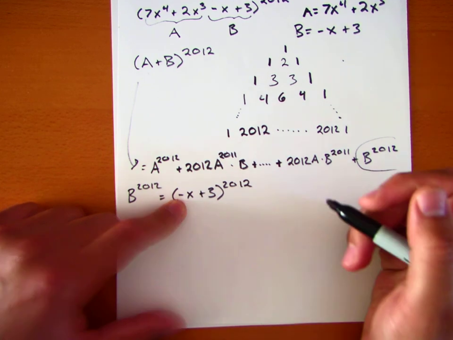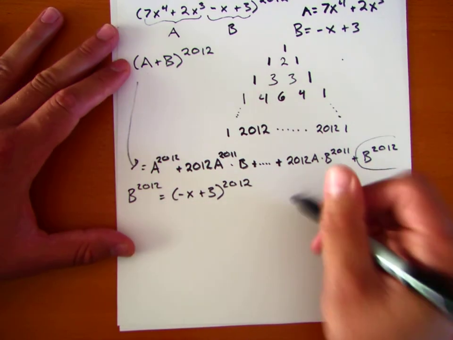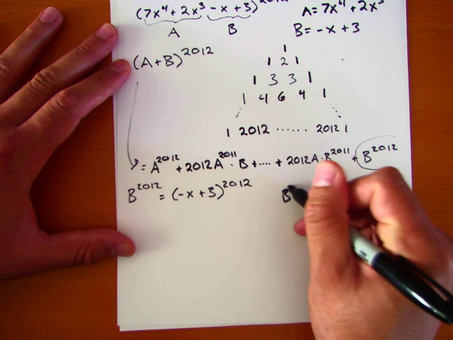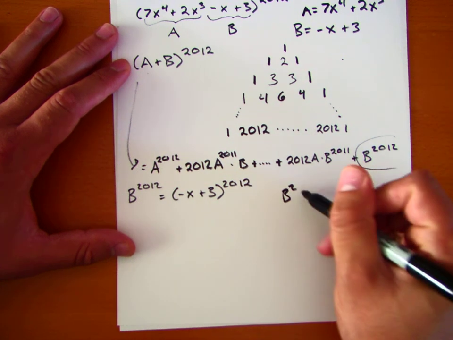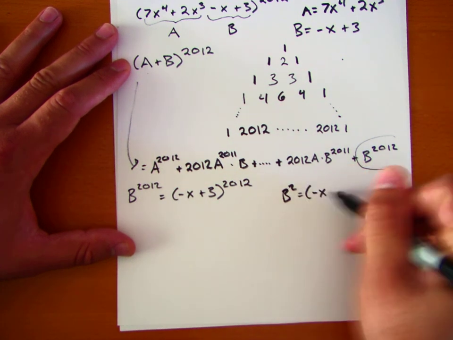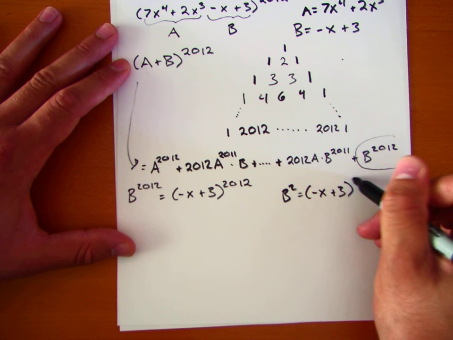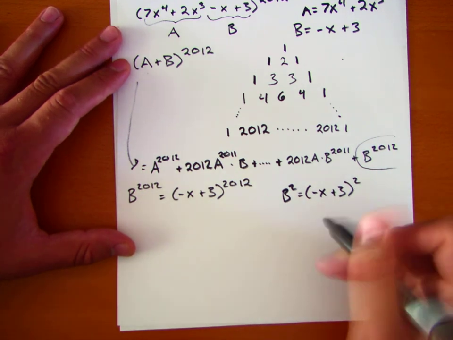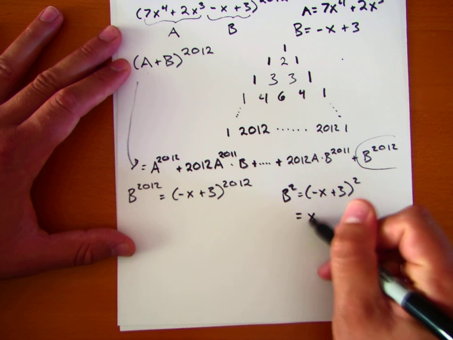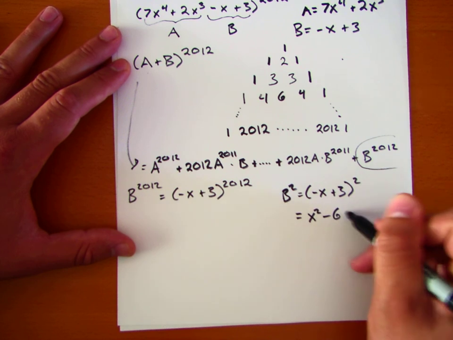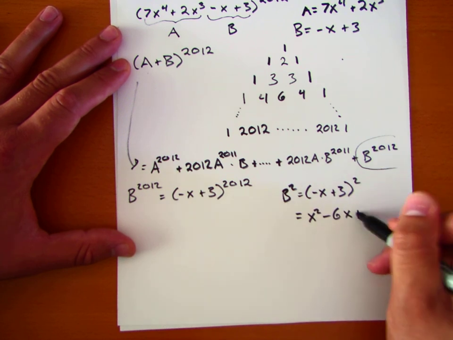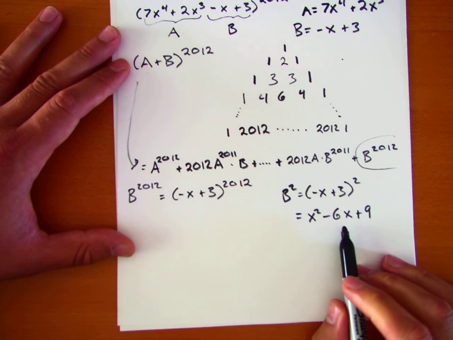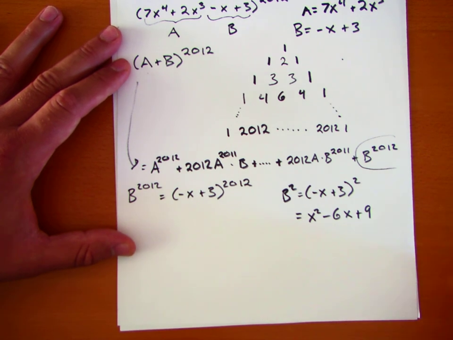As a counterexample, suppose we were just interested in B squared. Well, B squared would be equal to -x plus 3 to the second power. You can't just say -1 to the second power. You have to do the whole thing. This becomes x squared minus 6x plus 9. So you can see right here that the coefficient in front of x is -6, which is very clearly not simply 1. So that's our little counterexample.